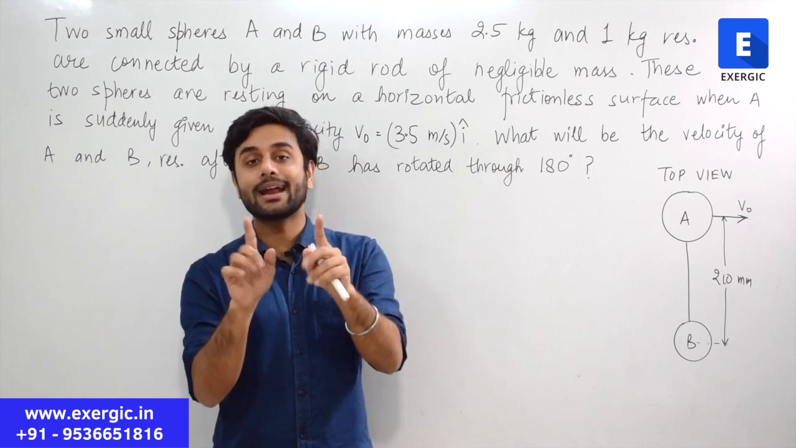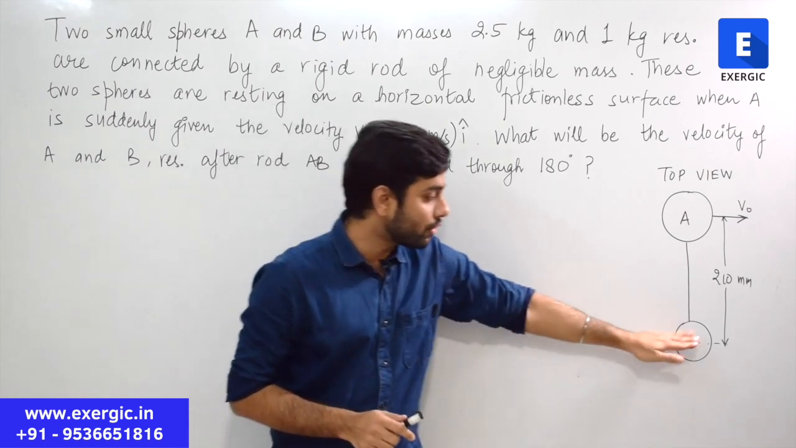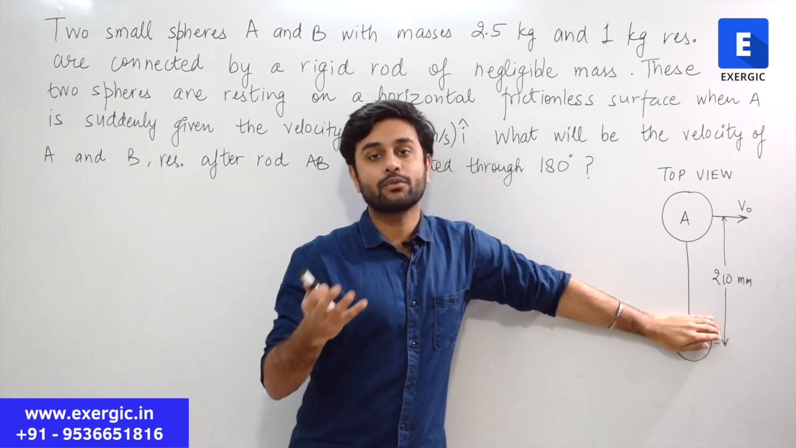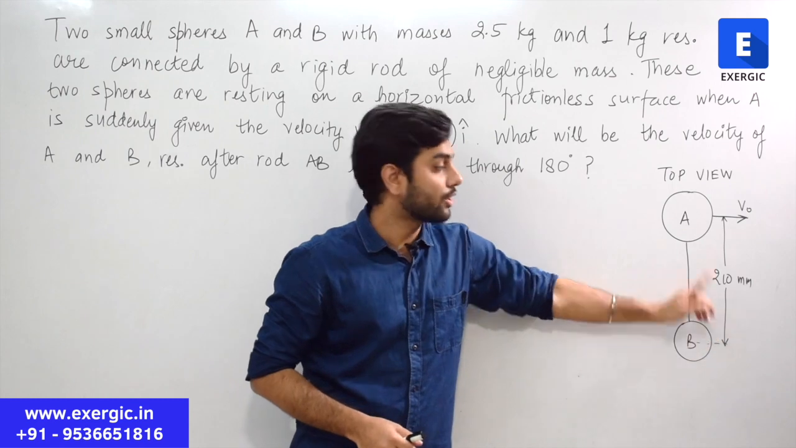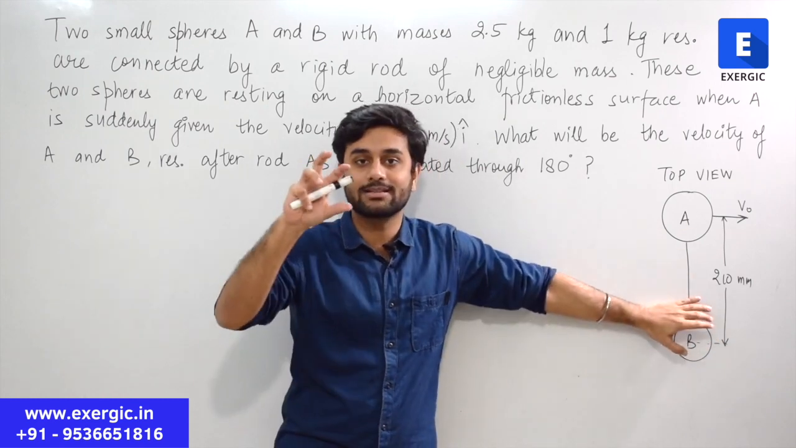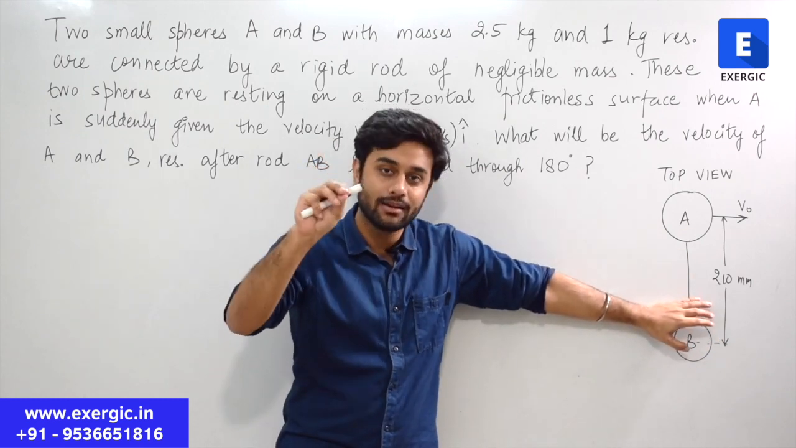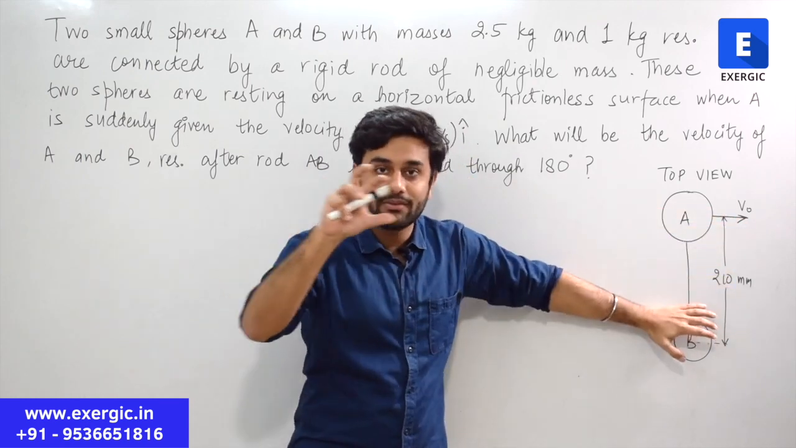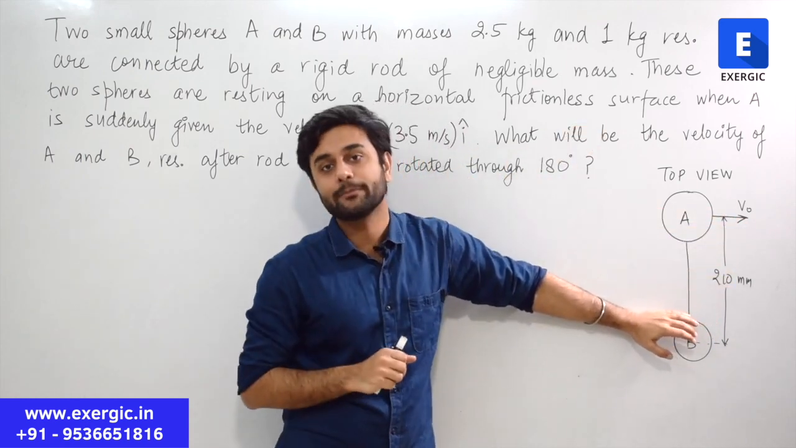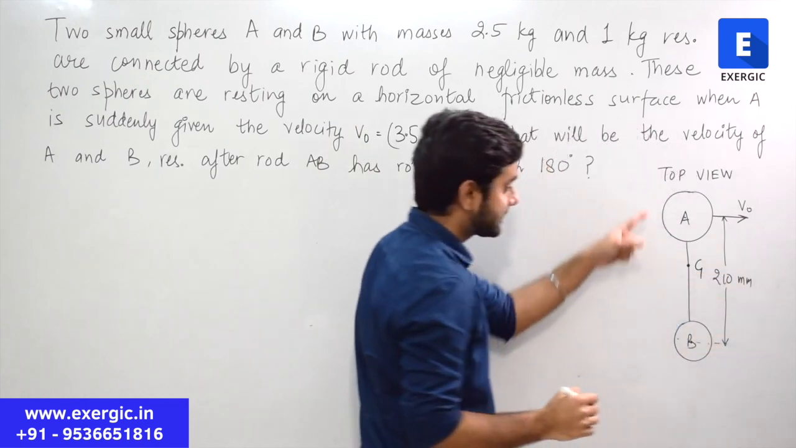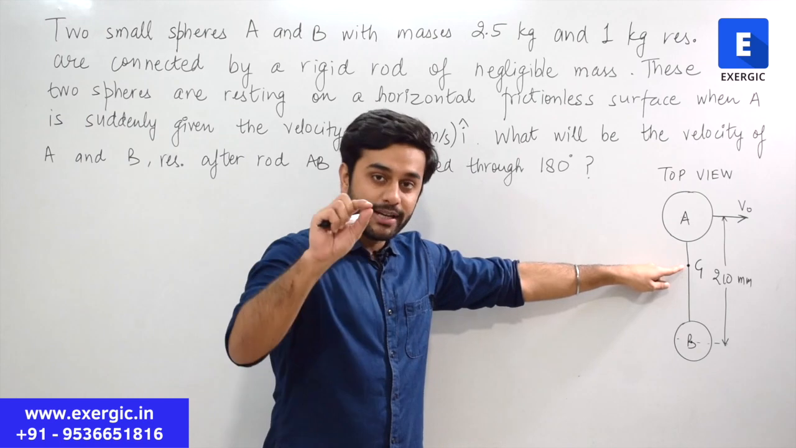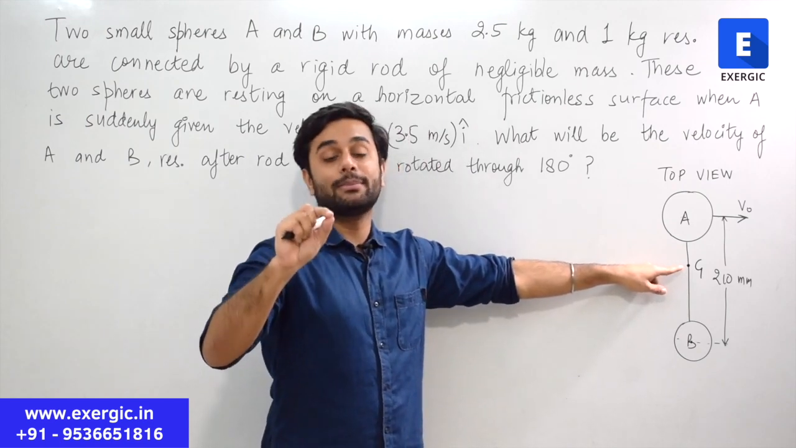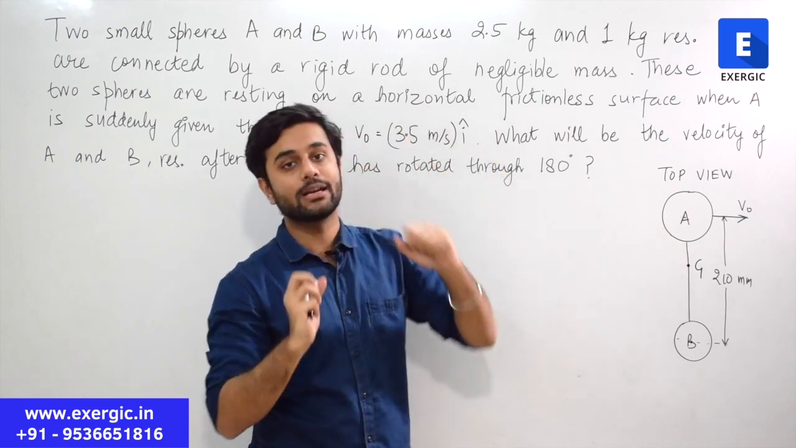center of gravity. If B was not here, suppose, then what would be the effect of velocity? A will keep moving further because the rod has no mass. Whatever is the mass is concentrated at A. Velocity is given to A, so A will just move forward, right? So for this system of masses A and B, we have assumed a point G between them, which will be their center of gravity, combined center of gravity.